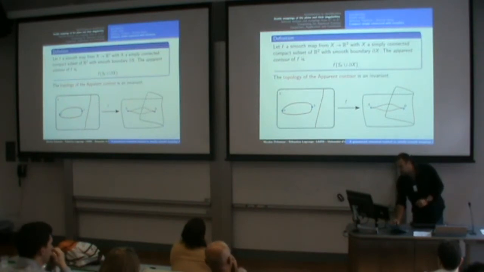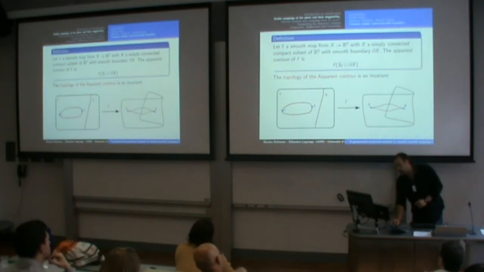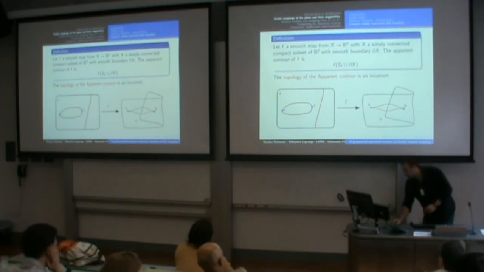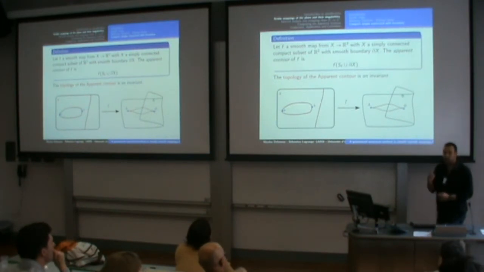And the apparent contour of F is given by the image of the singular set, in this picture, union the boundary. So the apparent contour is this, not the set, but just the lines. This is what I want to compute because it's an invariant.